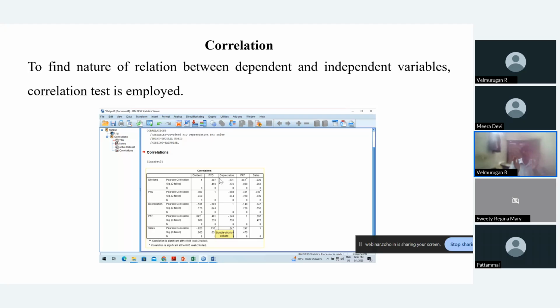When your population is normally distributed, you can employ Pearson. When your population is not normally distributed, instead of employing Pearson, you can employ Kendall's correlation. The same menu is available. Instead of clicking Pearson, you click Kendall's correlation. This is the purpose of employing correlation.